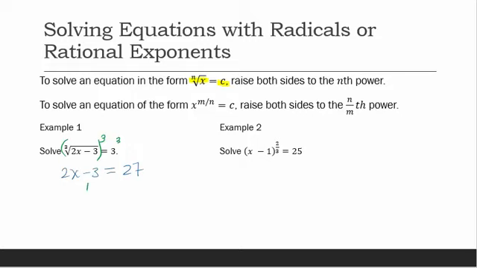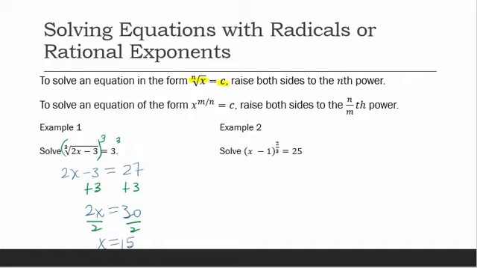So we'll add 3 to each side. We get 2x is equal to 30, and then divide by 2. So x is just 15.